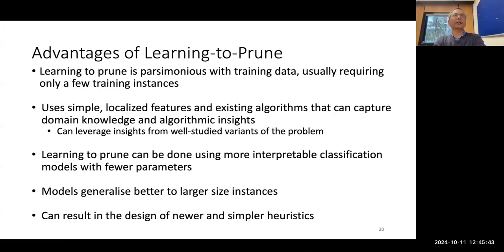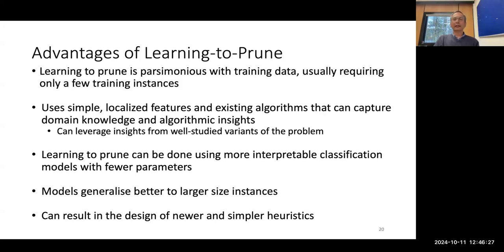Now, what are some of the big advantages of this Learning-to-Prune framework? This is an extremely simple framework, and it can be used in a whole lot of different optimization problems. We don't need to restrict ourselves to one particular solver or one particular type of features. We can use it in many different contexts. One big advantage is that Learning-to-Prune is parsimonious with the training data, and it usually requires only a few training instances. Typically we use only 5 to 20 training instances. So most of the results that I'm going to show you next are based on a very, very small amount of labeled training instances.